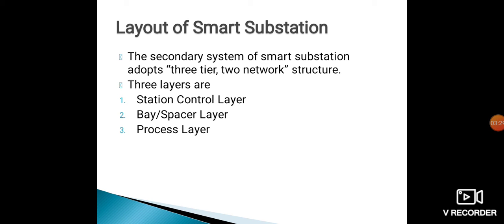Now, the layout of a substation. How does this smart substation layout look? The secondary system of a smart substation adopts a three-tier two-network structure. In this structure, three layers are formed. The first layer is the station control layer, the second layer is the bay or spacer layer, and the last is the process layer. Now we will see all these three layers one by one.